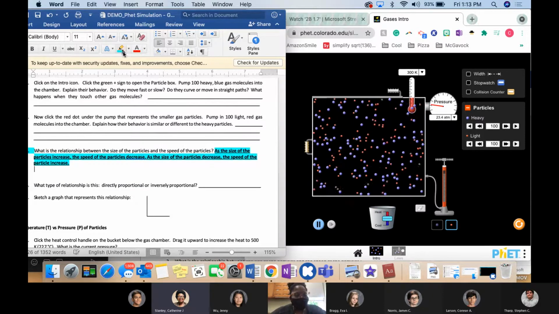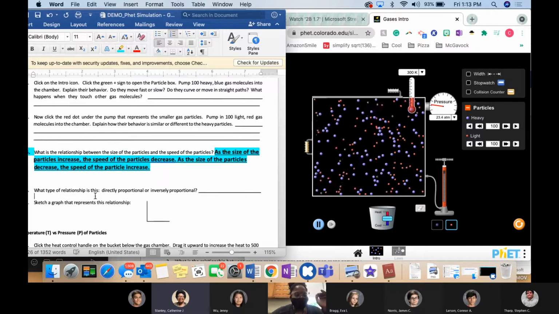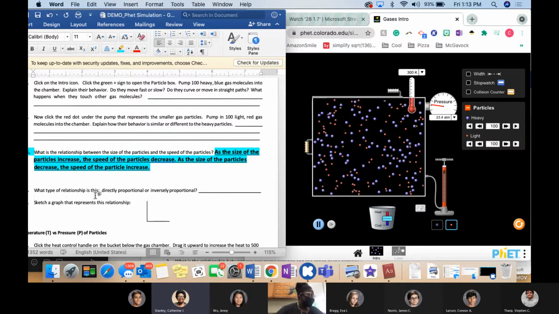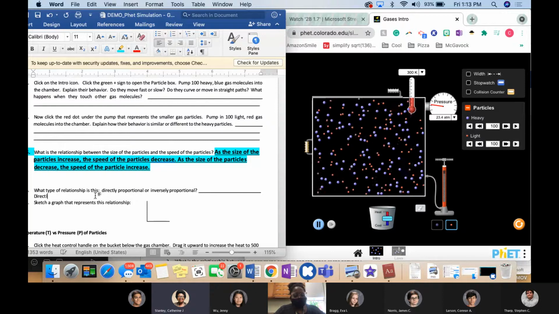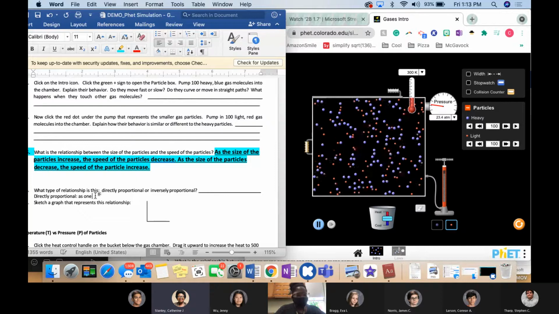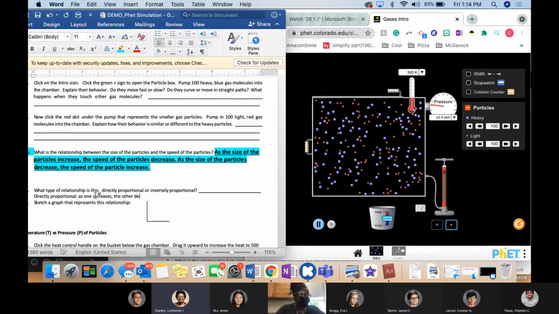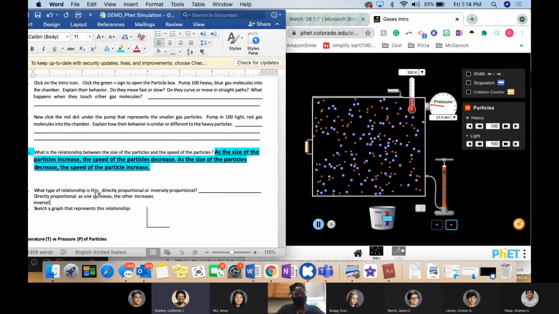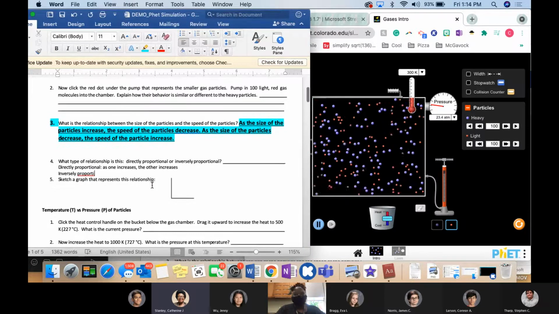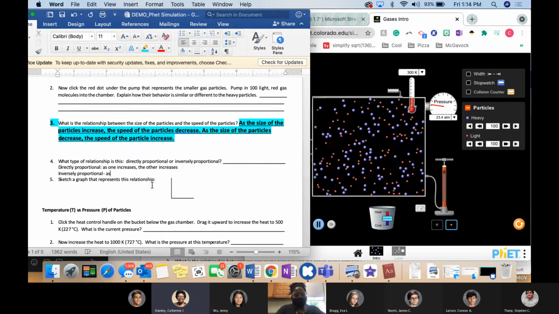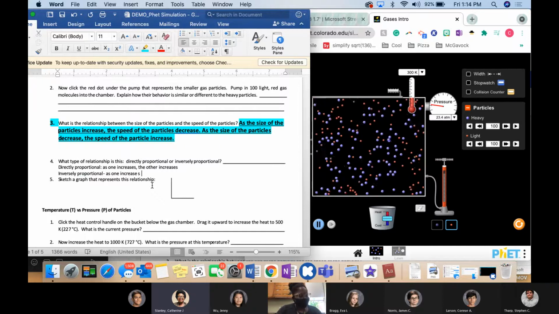All right. This relationship right there, as one goes up, the other goes down. That relationship is called inversely proportional. So let's write us a little note here. Directly proportional: as one increases, the other increases. Inversely proportional: Y'all can't even see that, can you, in here? I'm so sorry. Inversely proportional is as one increases, the other what? Decreases.